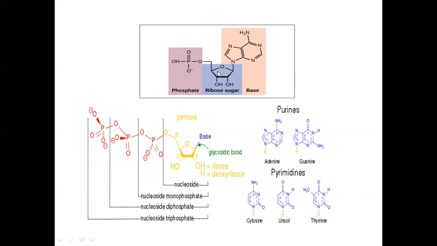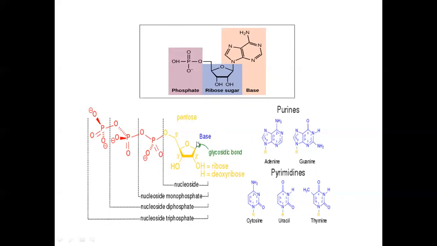This phosphate is linked to the sugar at the fifth carbon by means of an ester bond. Here you can see the ester bond. Here this is the glycosidic bond. So these are covalent bonds. They are very strong bonds. If oxygen is absent at the second position, it will become a deoxyribose sugar.